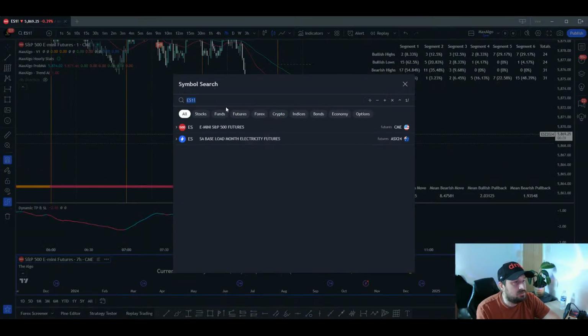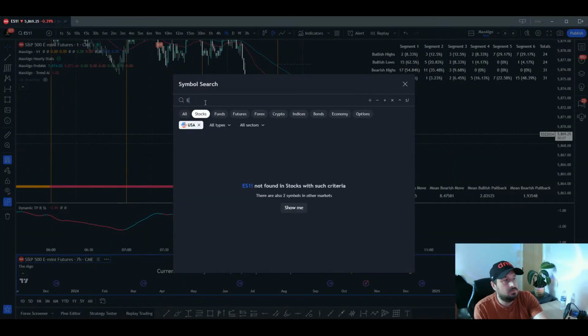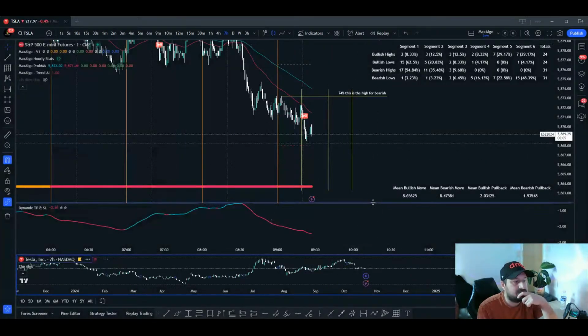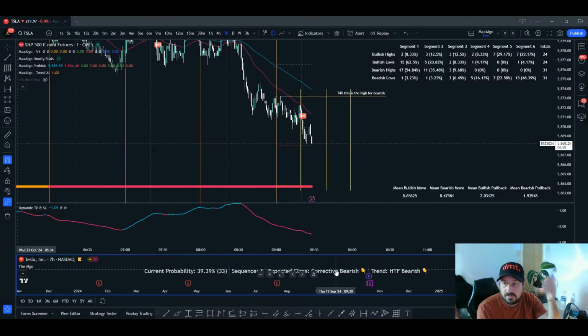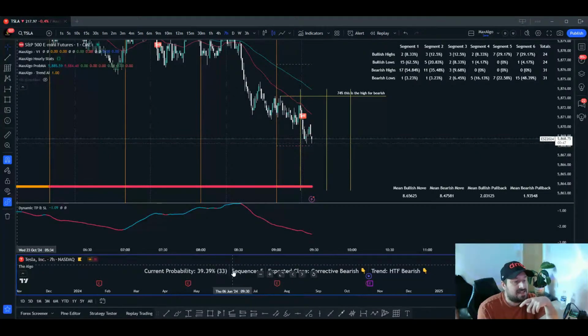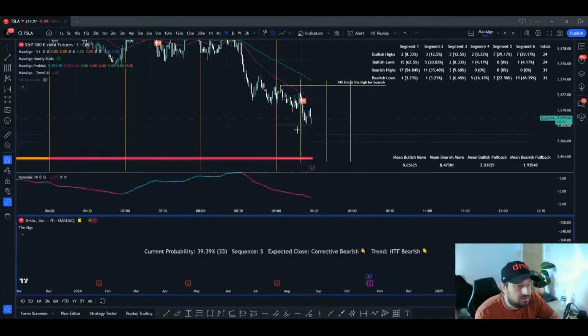So for example, let's load up Tesla. So we can see at the moment Tesla is bearish. We're currently in a corrective bearish. So we expect potentially that to flow into a continuation of bearish. But we are on sequence 5, which is a 39% probability of being bearish. So when this candle opens, it will give us the prediction for the next, might be a sequence 6, we'll see when it opens. But that'll give us that prediction of what's going to happen.